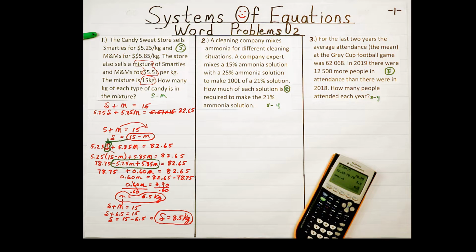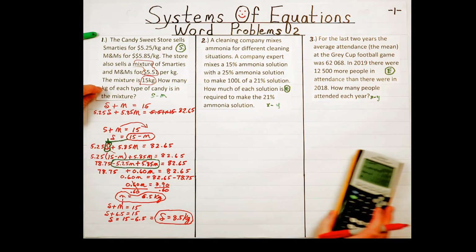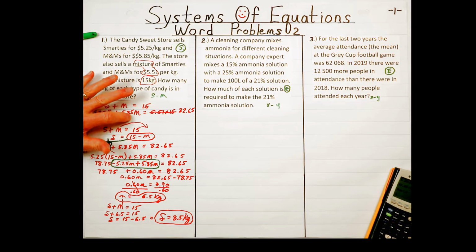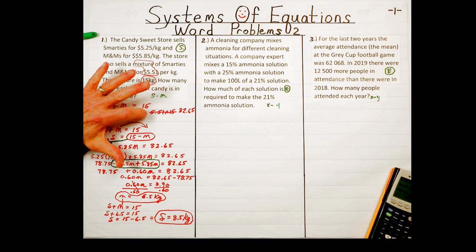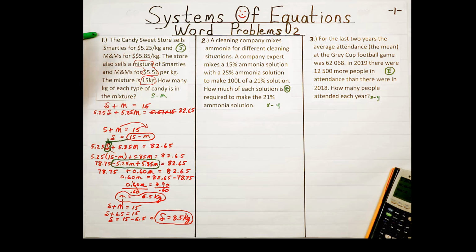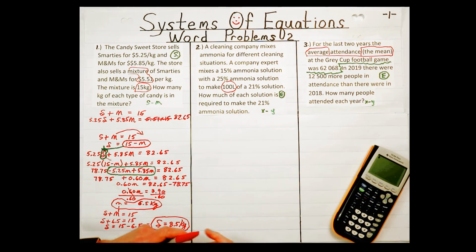So hopefully you understand now, my friends, that this question is pretty good once you realize that you have to multiply $5.51 by 15 kilograms to get the total value of all 15 kilograms. Question 2.